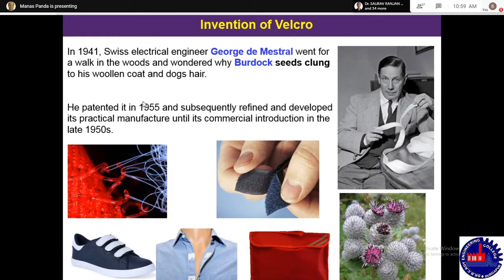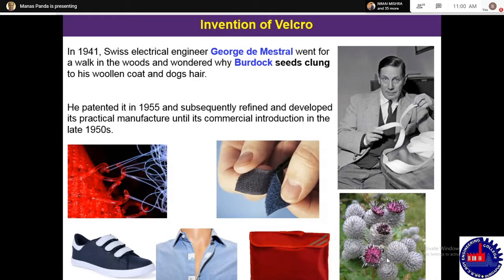And what he saw when he came back was certain seeds, which are called burdock seeds, which are generally found in the wild. These are also found somewhere in our place. You can see the spiky seeds. Some of those seeds were attached to his jacket as well as the dog's hair. That really surprised him. He wondered why these types of seeds are attached, and it's very difficult to detach or remove them.